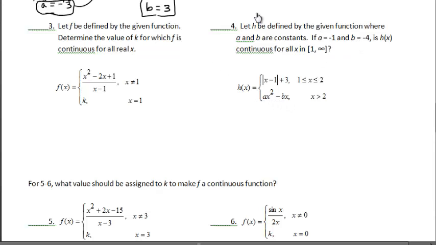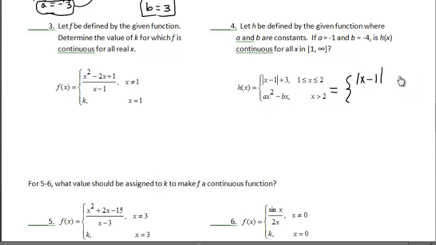Okay, so it tells us what a and b are, and then it asks, is h of x continuous for all x's in the interval from 1 to infinity? Well, notice that this piecewise function is only defined for values from 1 to infinity, so that's probably just a way for them to restate that that's the domain. That's all they're doing. All right, so we have to use a 3-part continuity test. I think what I'm going to do, and you might want to too, is rewrite this piecewise function with the appropriate a and b values.